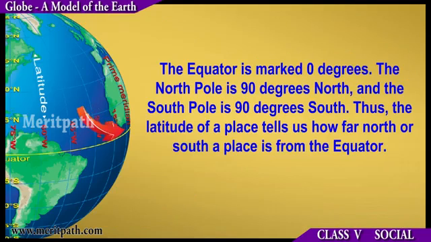The equator is marked 0 degree. The North Pole is 90 degree north. South Pole is 90 degree south. Thus, the latitude of a place tells us how far north or south a place is from the equator.